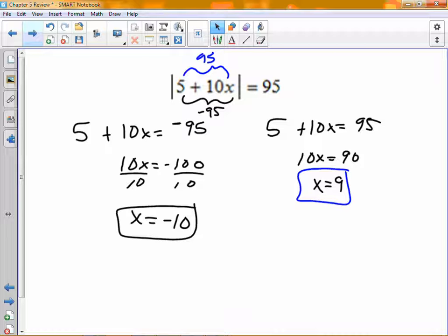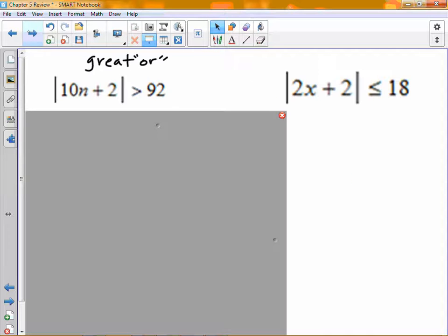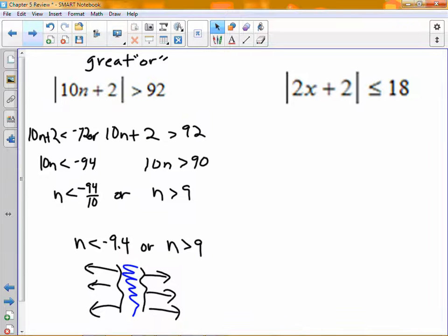Now, what that does is it takes us to the next type of problem. It takes us to absolute value inequalities. Earlier today, during the 6th period, I saw this |10n plus 2| is greater than 92. As I solved that problem earlier, if you need to see what the answer is, it's n is less than -9.4, n is greater than 9. If you have a specific question about that answer, I'll answer it here in just a second.